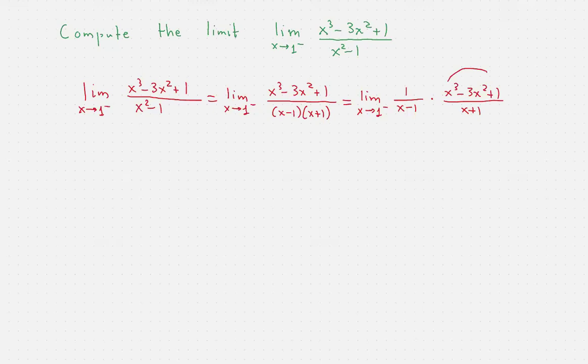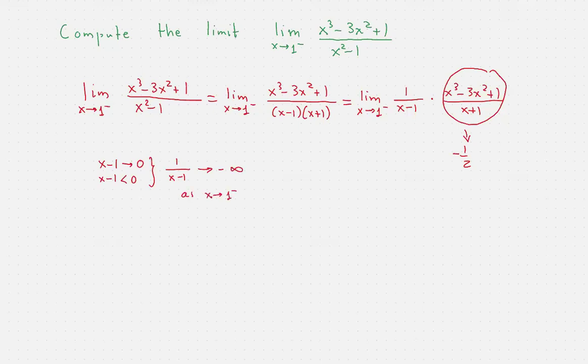Now, let's think what happens with x minus 1. x minus 1 certainly tends to 0. And since we're approaching from the left, that means that x minus 1 is negative. These two things mean one thing, that 1 over (x - 1) tends to negative infinity as x tends to 1 from the left. So this part here tends to negative infinity.